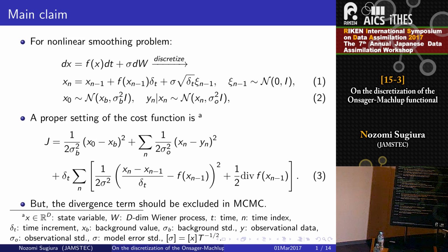But my claim is that we need the divergence of f. Always we need this. This is my main point. But this divergence term should be excluded in the Monte Carlo method. It's very tricky, but it's true.